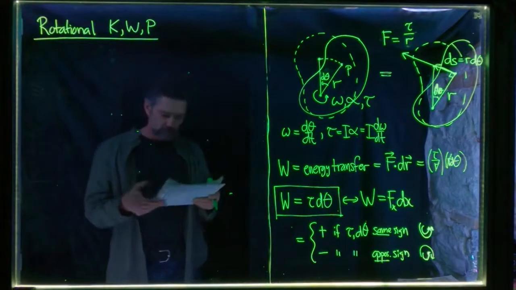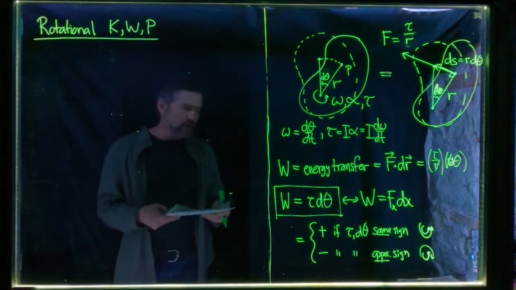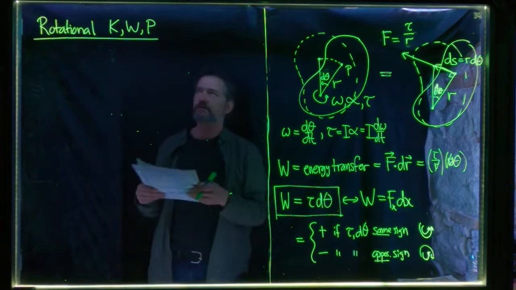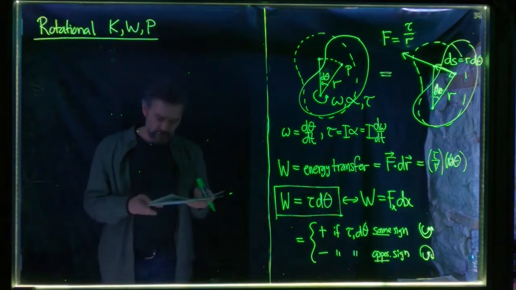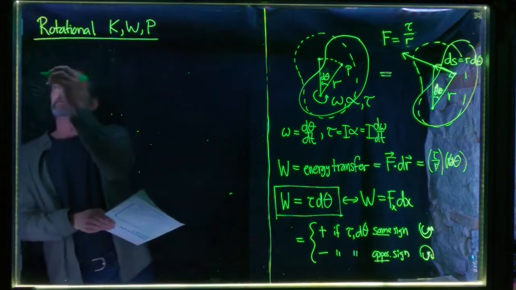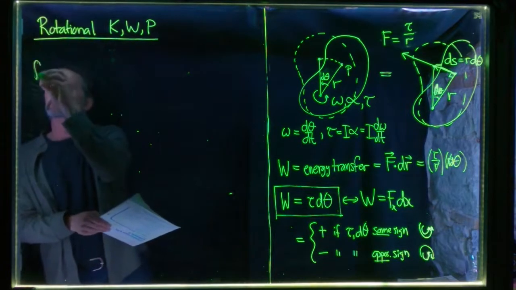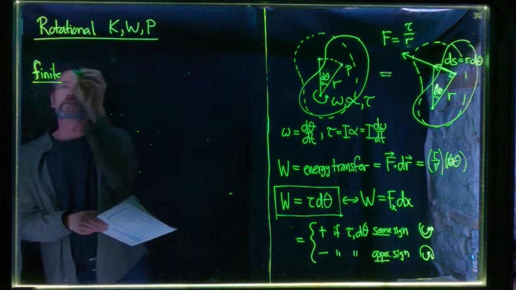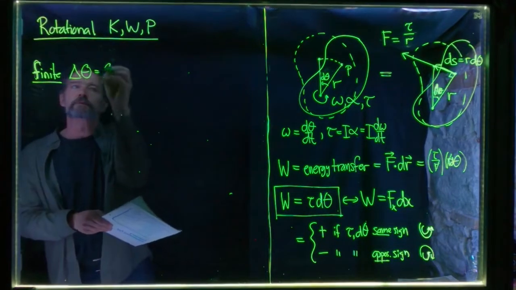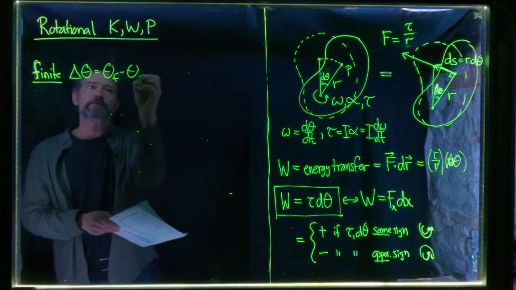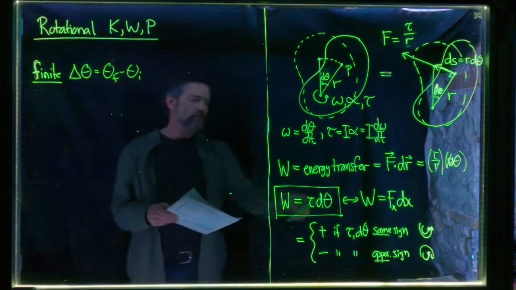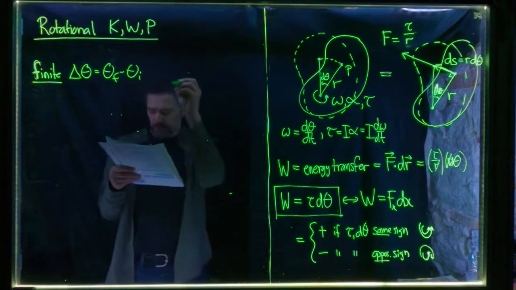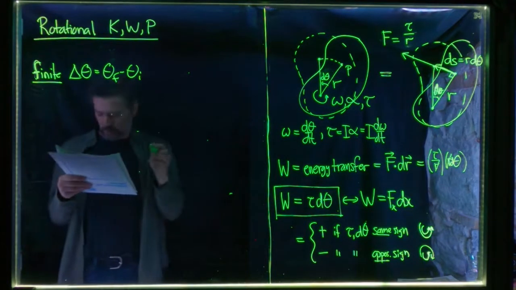Okay, so with the board cleared there, let's now extend this to the case of finite angular displacements, the energy transferred during finite displacement. For finite delta theta, delta theta being theta final minus theta initial, all we do is we just integrate this expression. Okay, so let me see, let's put it down here.